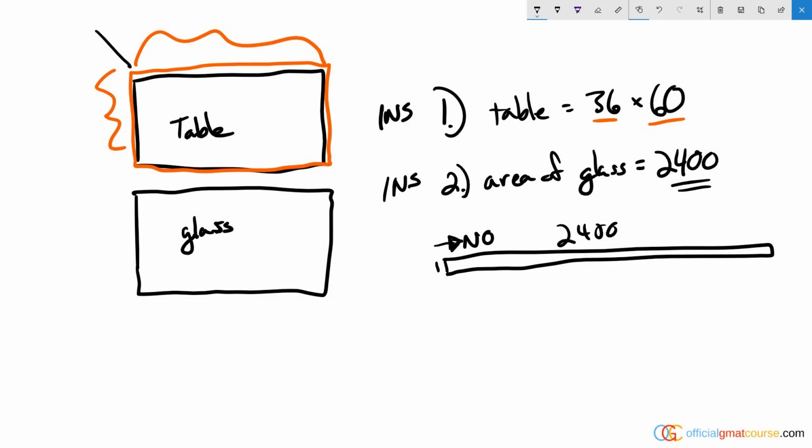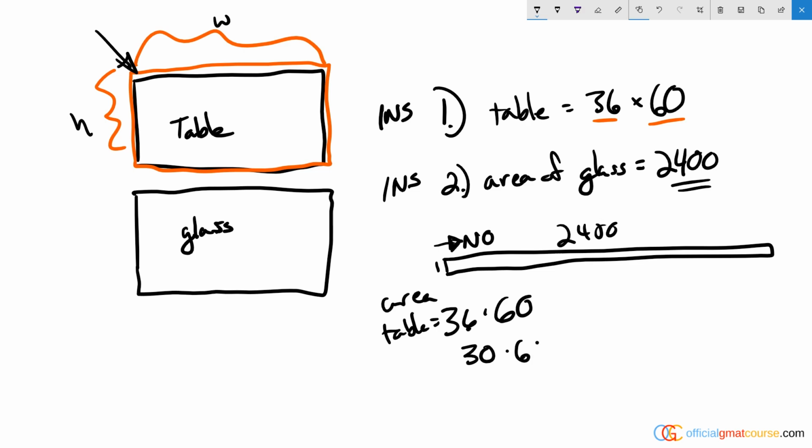Well, if you look at the orange depiction over here, if the height is taller and the width is wider, then the area of the glass is definitely going to be larger than the area of the table. Now, do we know if that's true? Well, we know the area of the table. So the area of the table is equal to 36 times 60.